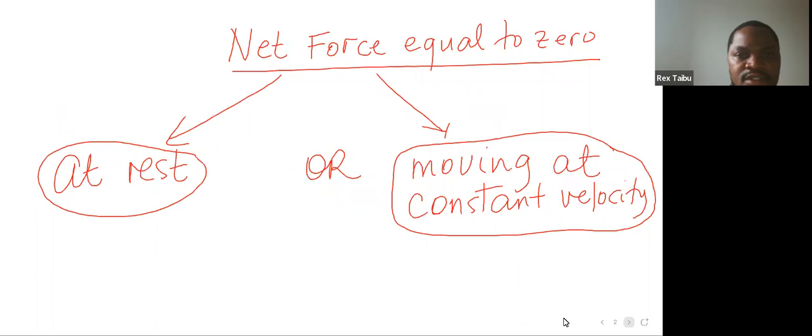We can state Newton's first law of motion in a different way using a flow chart like this one. The question you should ask is: is the net force acting on the object zero? If the net force acting on the object is zero, then you have two options. The object could be at rest, or the object could be moving at constant velocity. So that's what Newton's first law of motion is saying. The net force is zero, yes, then that object is either just sitting or moving at a constant velocity.